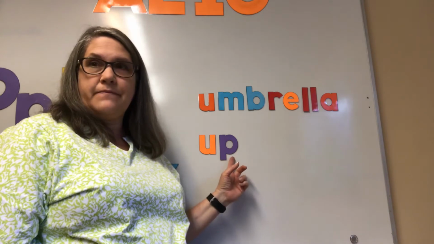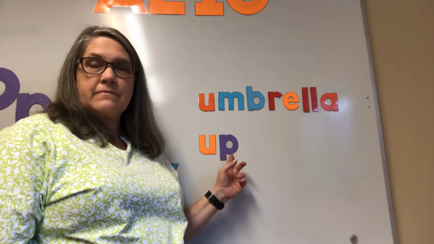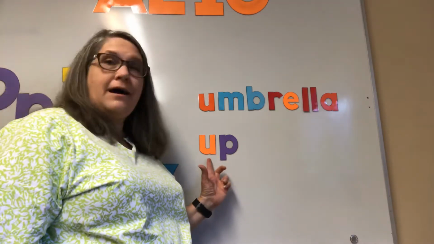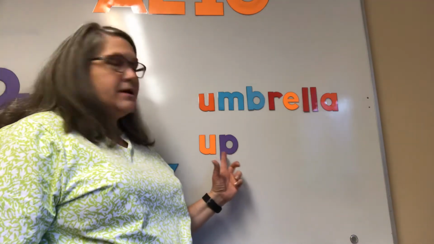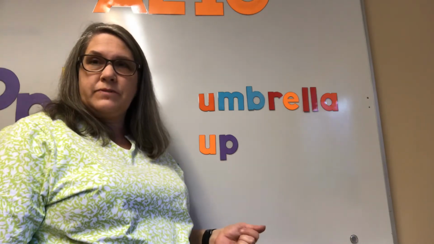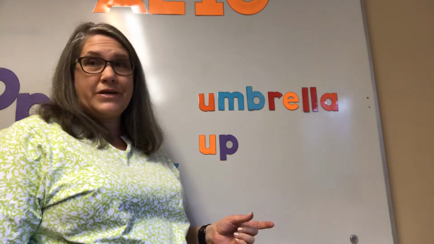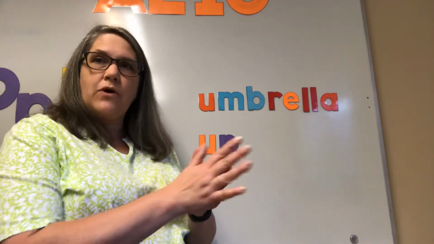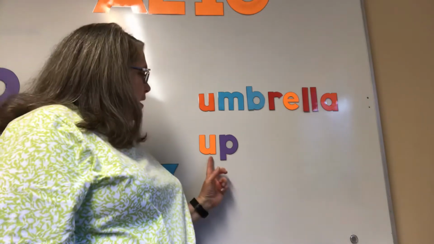This is the letter P. Pa, pa, pa. That is correct. So we say u, p. Do you know what that is? Do you know what word that is? It's a very short word. Up. So now we're going to try and flow the sounds together.